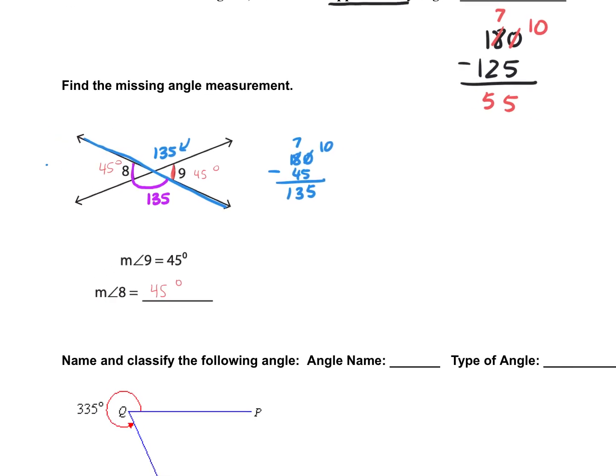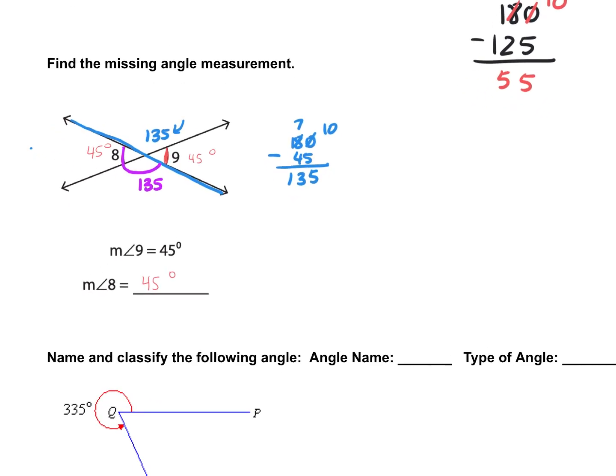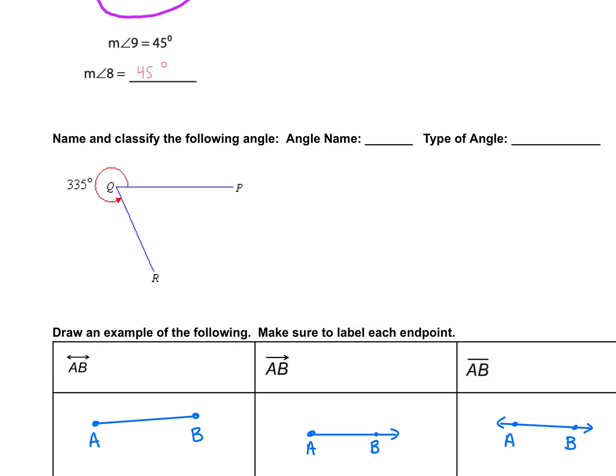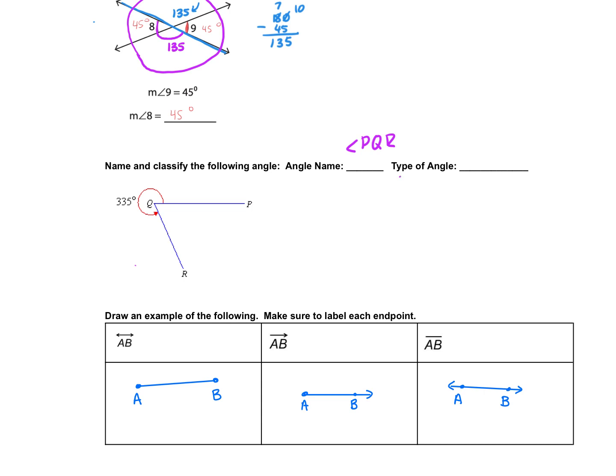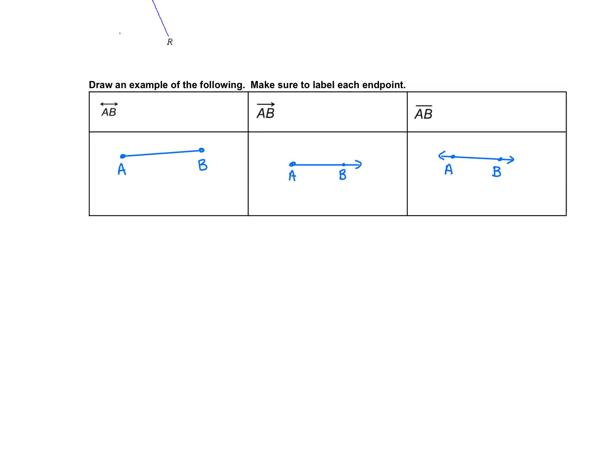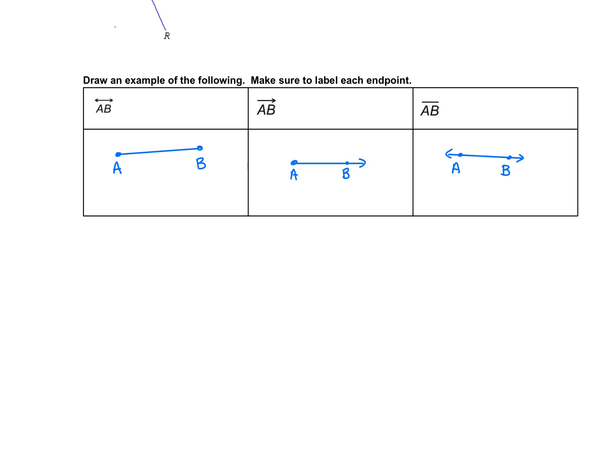Because how many degrees are in a whole circle? 360. So if we added up all of these measurements, they would all add up to 360. Our angle name, remember, the name is angle PQR, and what type of angle is this? Reflex.